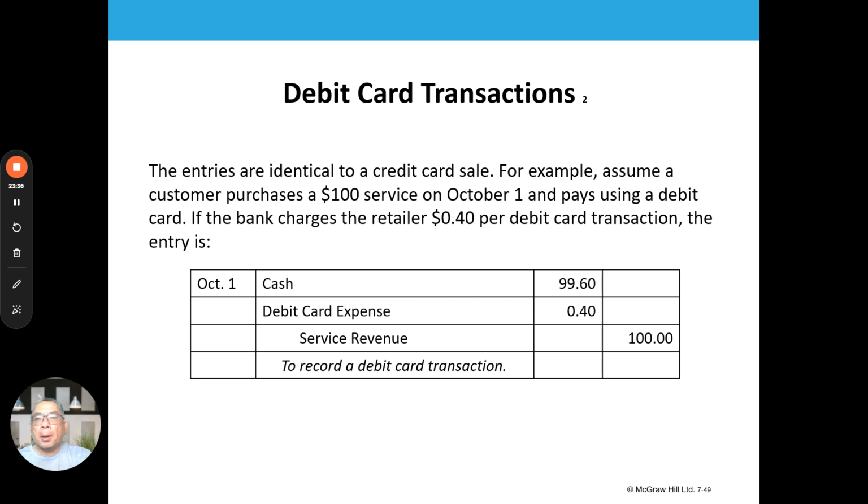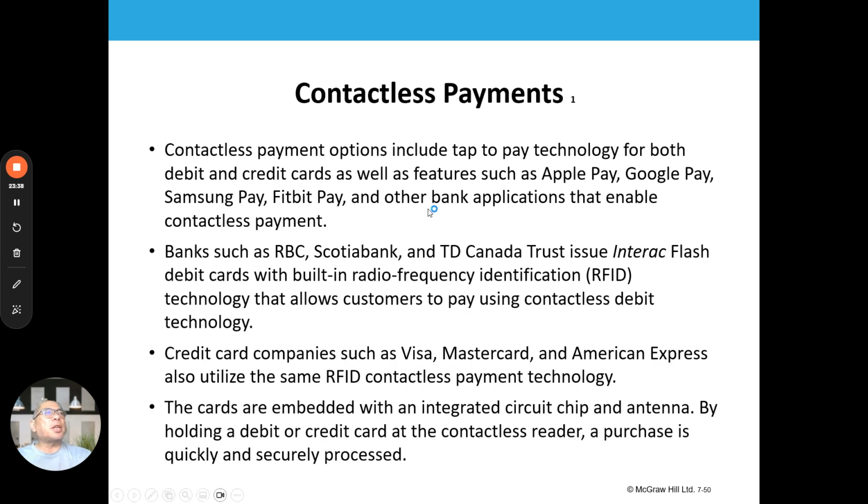Contactless payment. This is the most standard way these days across the board. If you go to China, they use WePay. And here we use Apple Pay, Google Pay, Samsung Pay, which is in Korea, and Fitbit Pay.